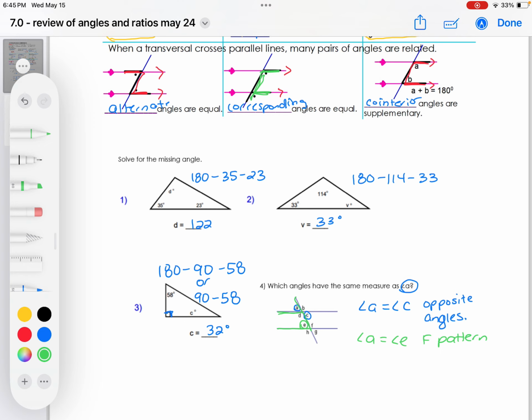Because if angle A and angle C are opposite angles, that's easier to see. The F pattern in this shape of transversal is easy to see. But then, if we have said that angle A and C are opposite angles, angle E also has an opposite angle, right? So angle E is equal to angle G. So if angle E is equal to angle A as well, then angle G is also equal to angle A. Okay?